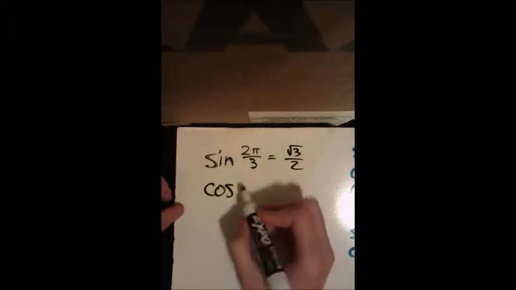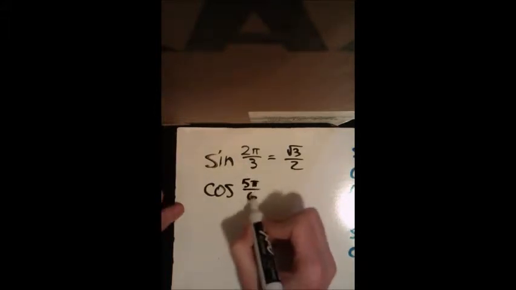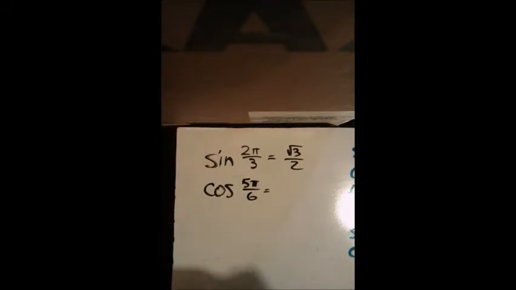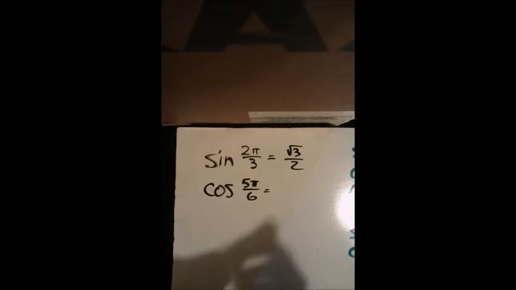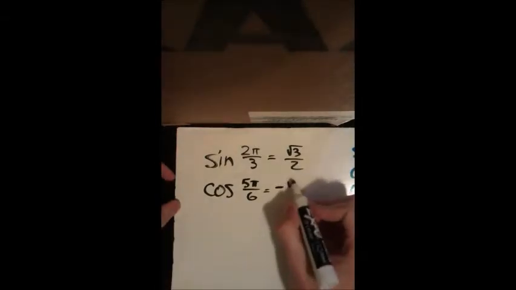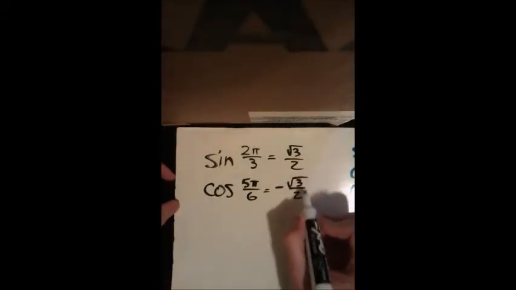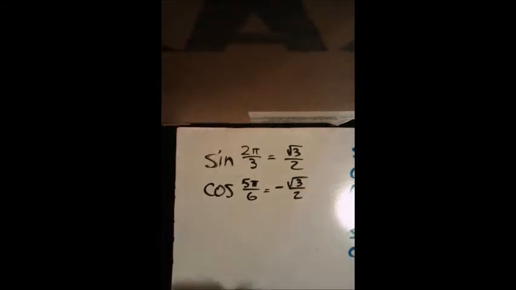Cosine of, say, 5 pi over 6. Well, first thing again we want to do is find 5 pi over 6 in the unit circle. Again, it's in the second quadrant, right here. Notice that cosine, we said, was the x value. In this case, that's going to be negative square root of 3 over 2. So, cosine of 5 pi over 6, cosine in that quadrant is negative, so we get negative square root of 3 over 2. Alright, so it's not really any big deal there.